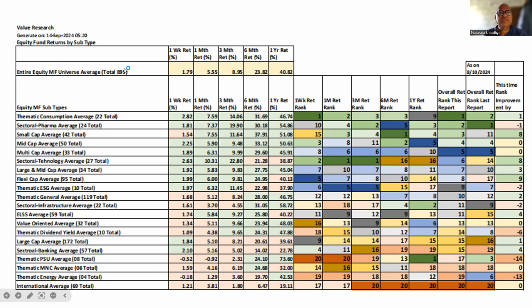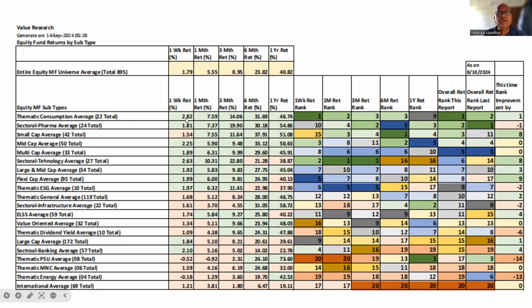Now, these 895 funds belong to these 20 subtypes. Let us look at each subtype. Now, these subtypes are arranged based on their ranking. The top ranking funds are on the top, and low ranking funds are at the bottom. And what they are, let us note. The first ranking fund is consumption funds.